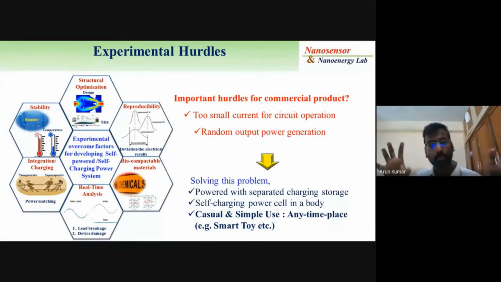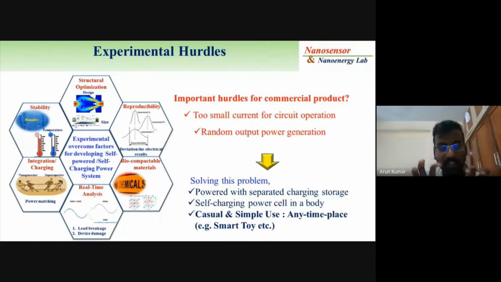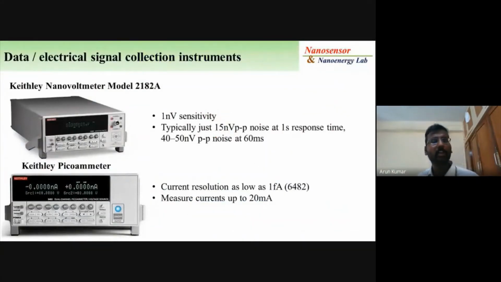You should match the impedance and properly connect the device, or else you'll get a random output. Also, when you integrate a nanogenerator with a charging device, impedance again plays a major role. So we need a power matching circuit, and then you can connect it to an energy storage device. These are all the electrical and data collection instruments that I personally used and became familiar with.